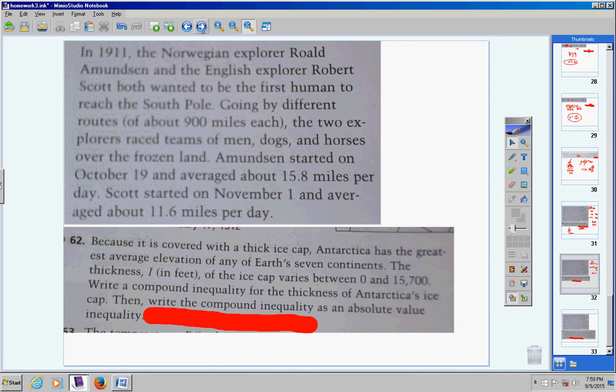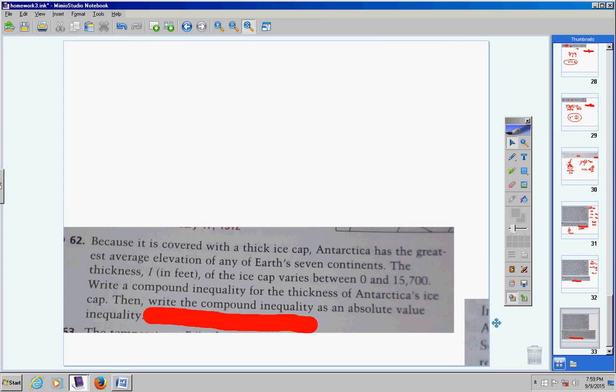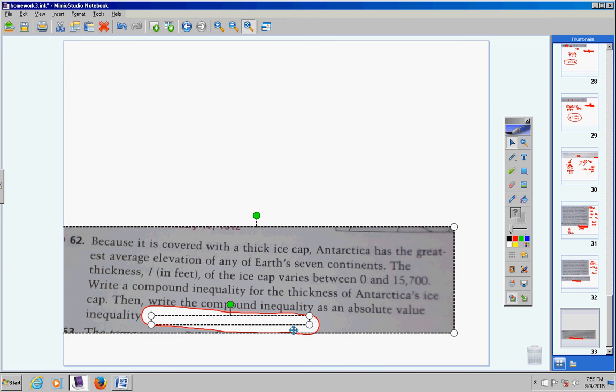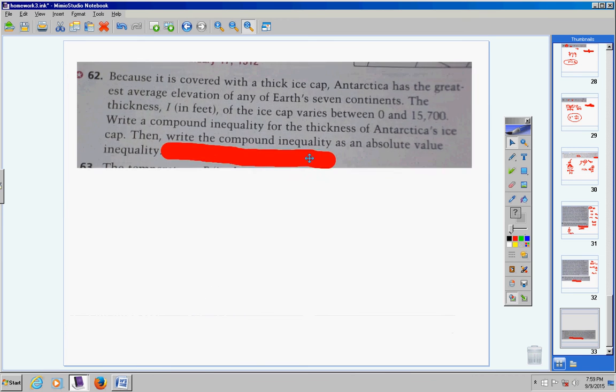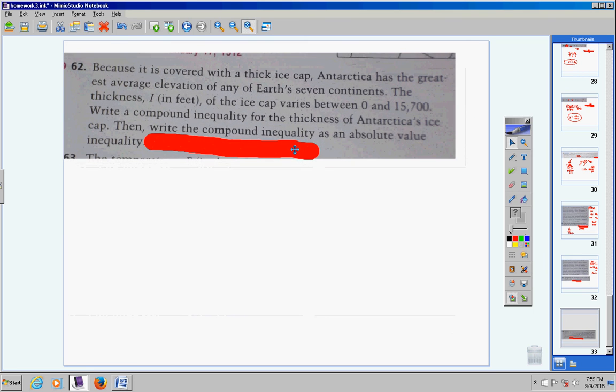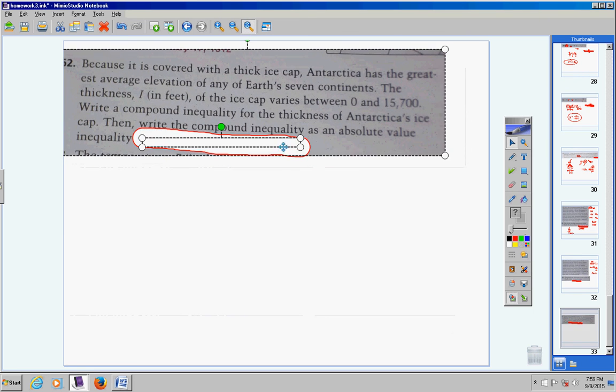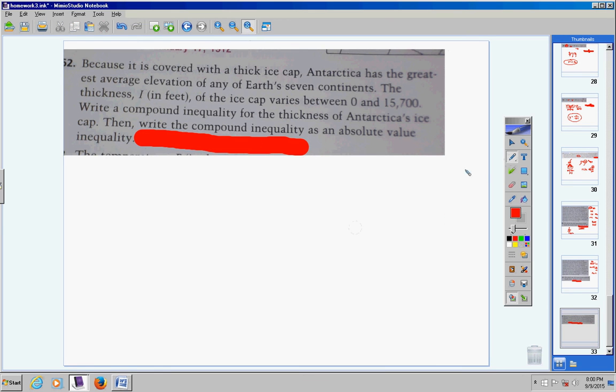Alright. And last but not least, because it is covered with a thick ice cap, Antarctica has the greatest average elevation of any of Earth's 7 continents. The thickness in feet of the ice cap varies between 0 and 15,700. That's crazy. Wow. 15,700 feet. That's like 3 miles. Write a compound inequality for the thickness of the ice cap. Then write the compound inequality as an absolute value.